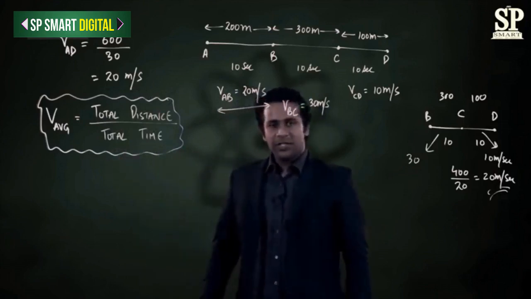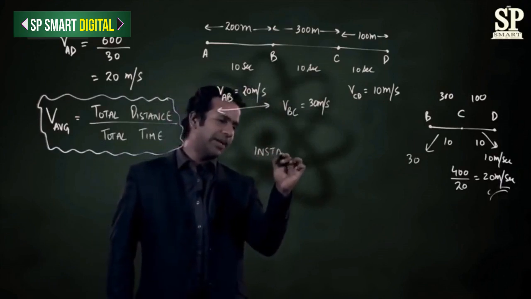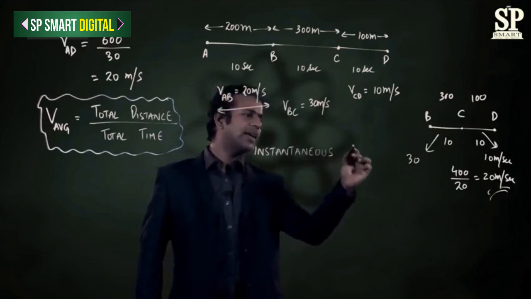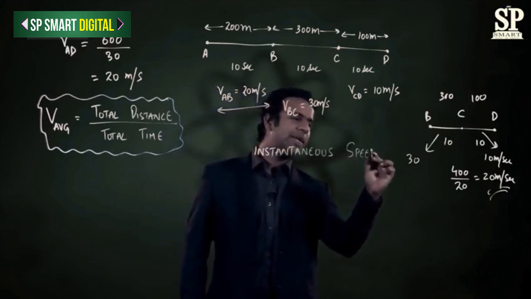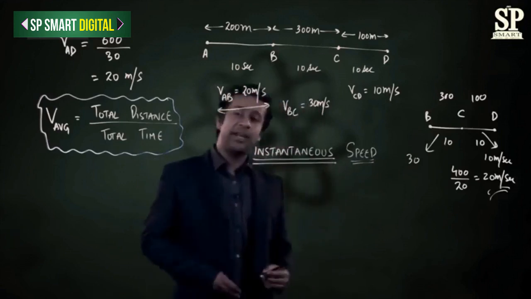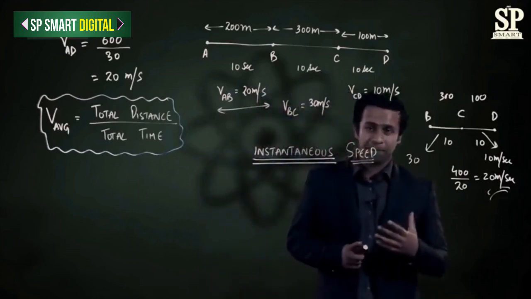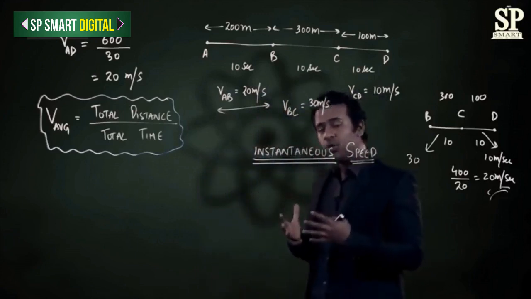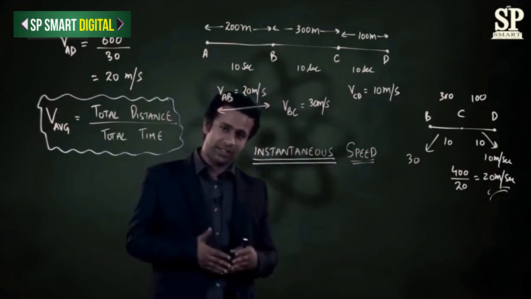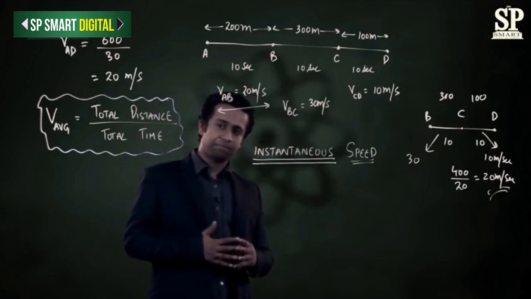Now, as opposed to average speed, there is a quantity which is known as instantaneous speed. Instantaneous speed is the speed at a particular time instant. For example, the speedometer on a vehicle shows the instantaneous speed, right? Because it shows you the speed of your vehicle right at that very time instant. Such a speed is called instantaneous speed.